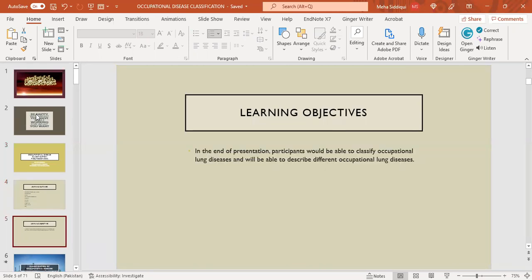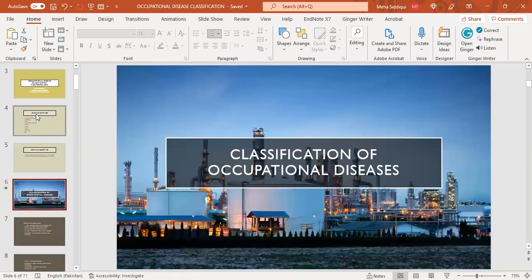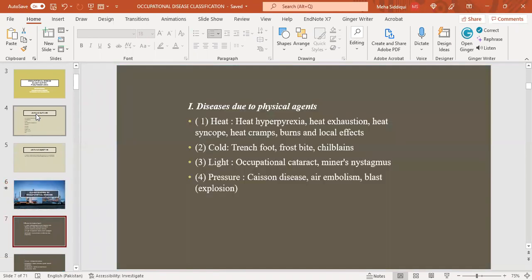Learning objectives. At the end of the presentation, participants would be able to classify occupational diseases and would be able to describe different occupational lung diseases. Now, classification of occupational diseases.